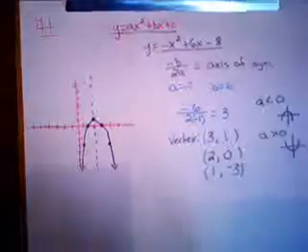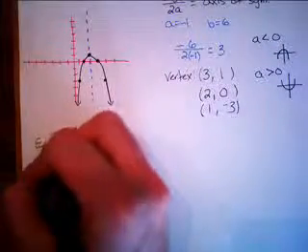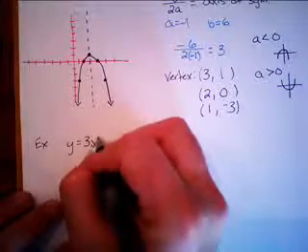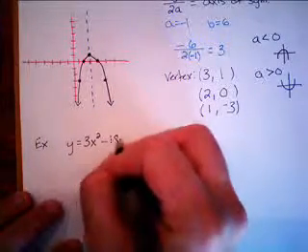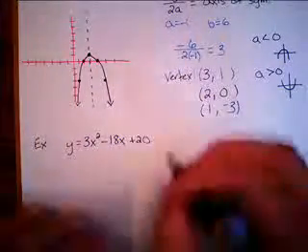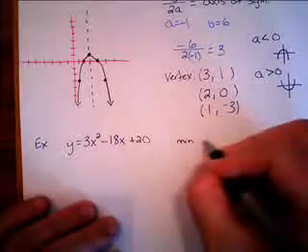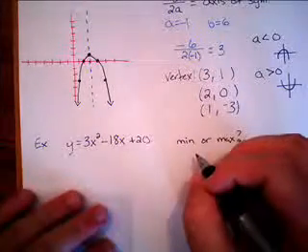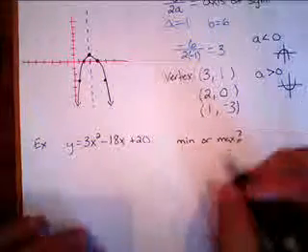Another type of question they can ask, and it's relatively easy. You don't have to graph it. There's an example in the book. It gives you y equals 3x squared minus 18x plus 20. And it says min or max, and at what value.